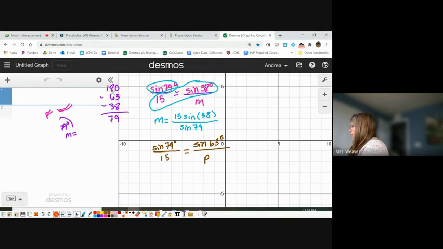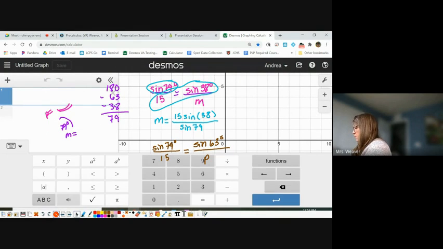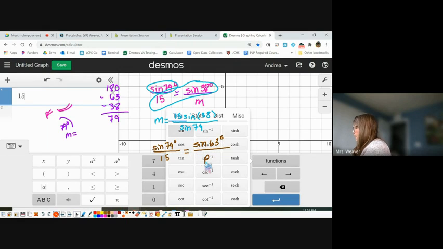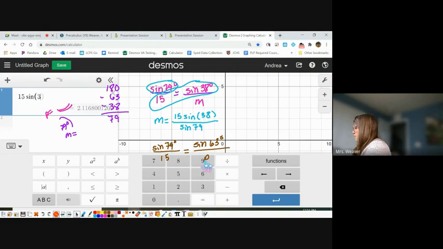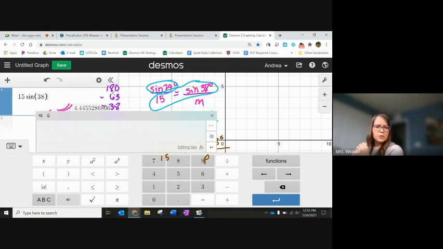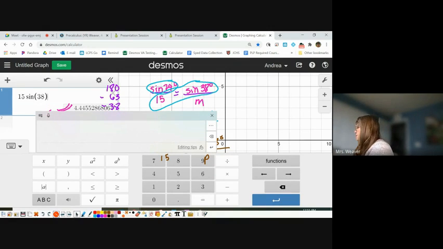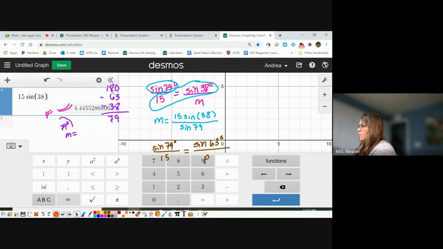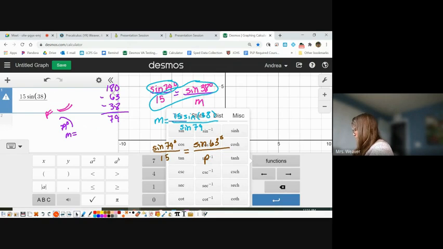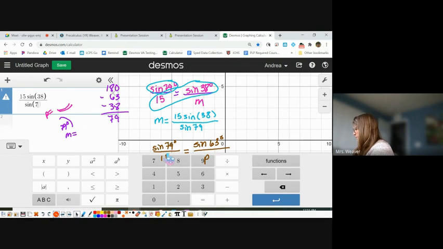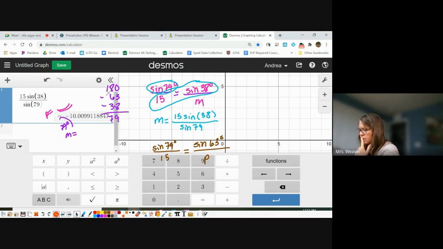All right, so keyboard's up. I'm going to do 15 trig functions sine 38, close the parentheses. Notice when you push the sine button, it automatically pops up one parenthesis, so you only have to do the closing parentheses, divided by, and it pops that all up into the numerator, sine 79. Now, if you're being lazy, you don't have to close the second one.